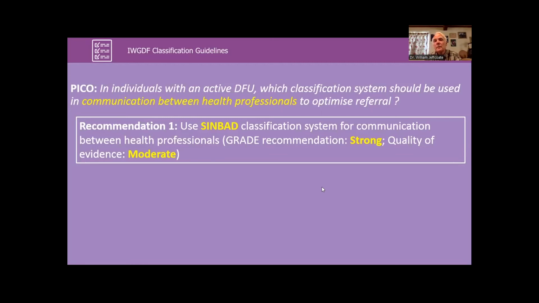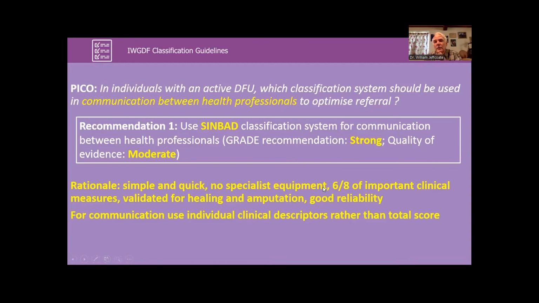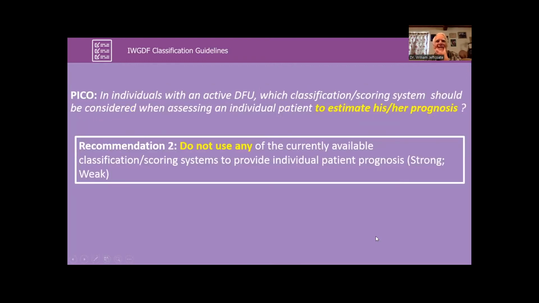Next slide. And then just in detail, it's because it was simple and quick, it didn't need specialist equipment, it covered most of the components, and that's why it came out with a strong support. Next slide. There was another question in the working group that they looked for, and that is, can you use a classification, any of the 37, to try and estimate prognosis? And the conclusion was, there's no evidence that you can do that. It's not valid, none of them have been validated for it.